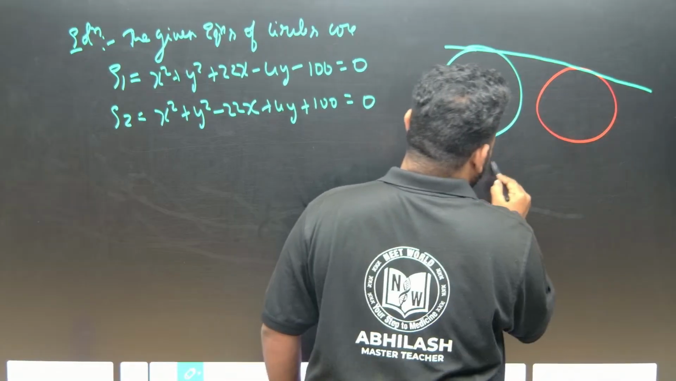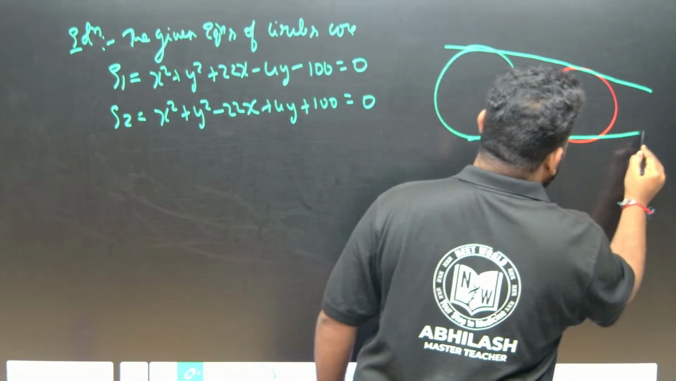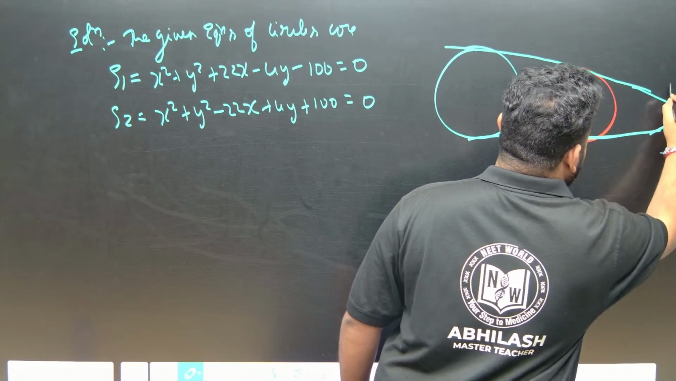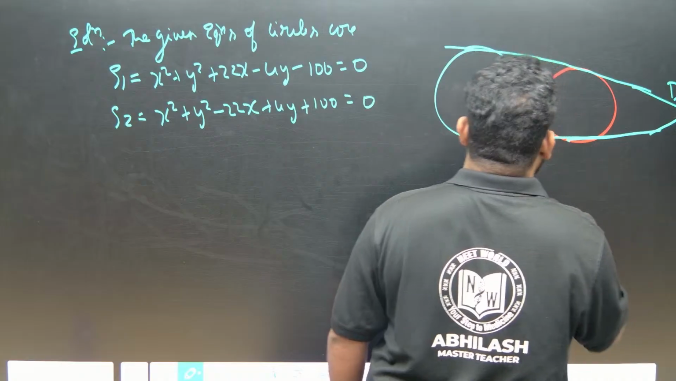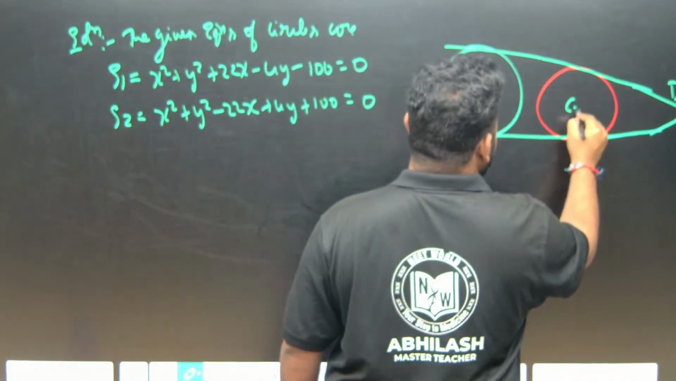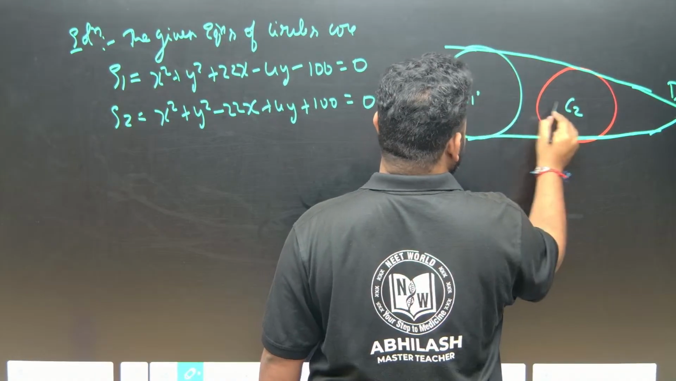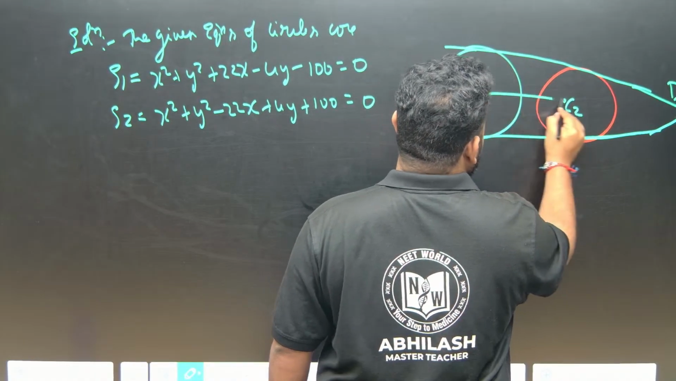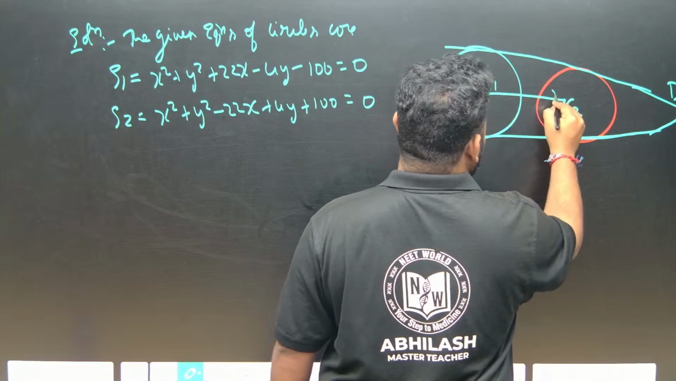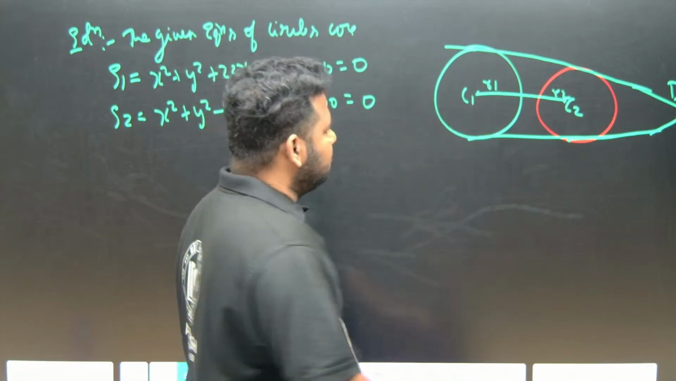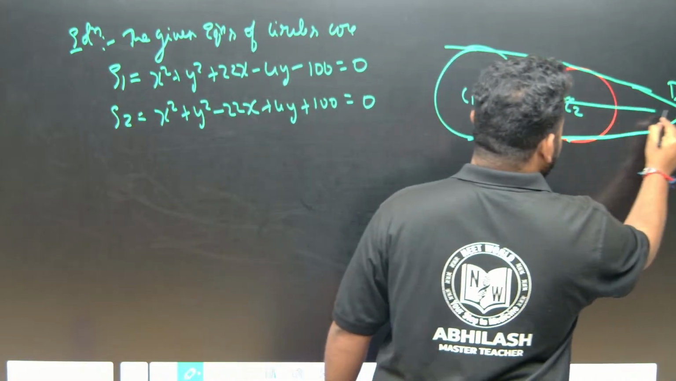Okay. Let these two be the circles. Let D be the point of common tangent. Let this be C1 and this be C2, with radii R1 and R2. This is a common tangent, so as you can see, if I talk about this point, it will divide externally.